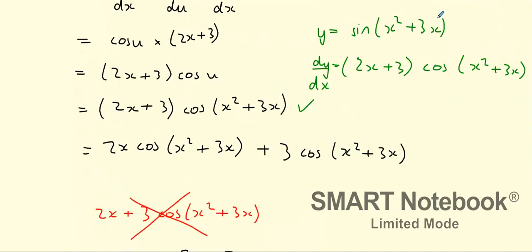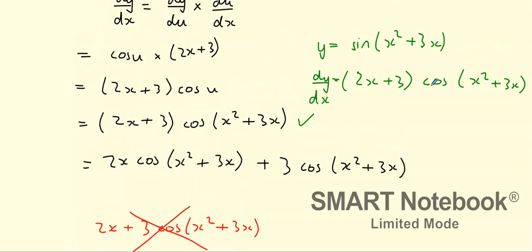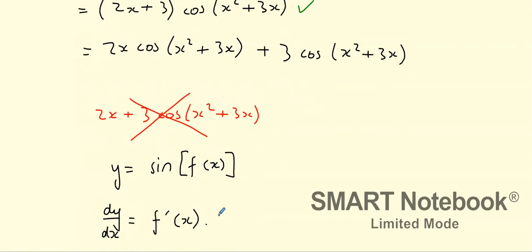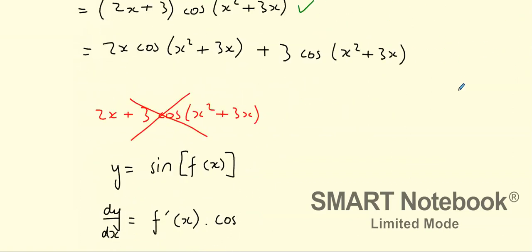What we see here is that when I differentiate x squared plus 3x, I get 2x plus 3. So if I differentiate f of x, I'm going to get f dash of x multiplied by cos, since the differential of sine is cos. But this bracket stays the same, so we get f of x. And that is the general formula for differentiating sine f of x.